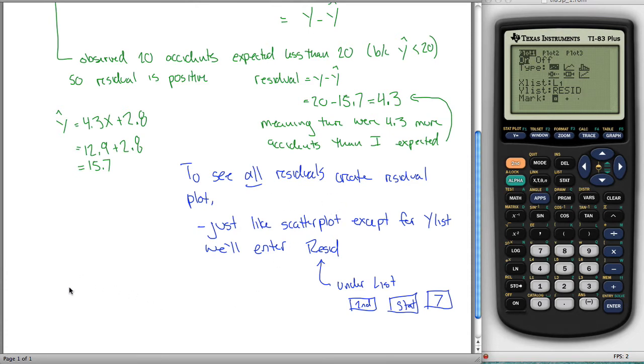A couple of minor points: we're going to want to make sure to re-zoom. And you probably also want to turn off your regression line.